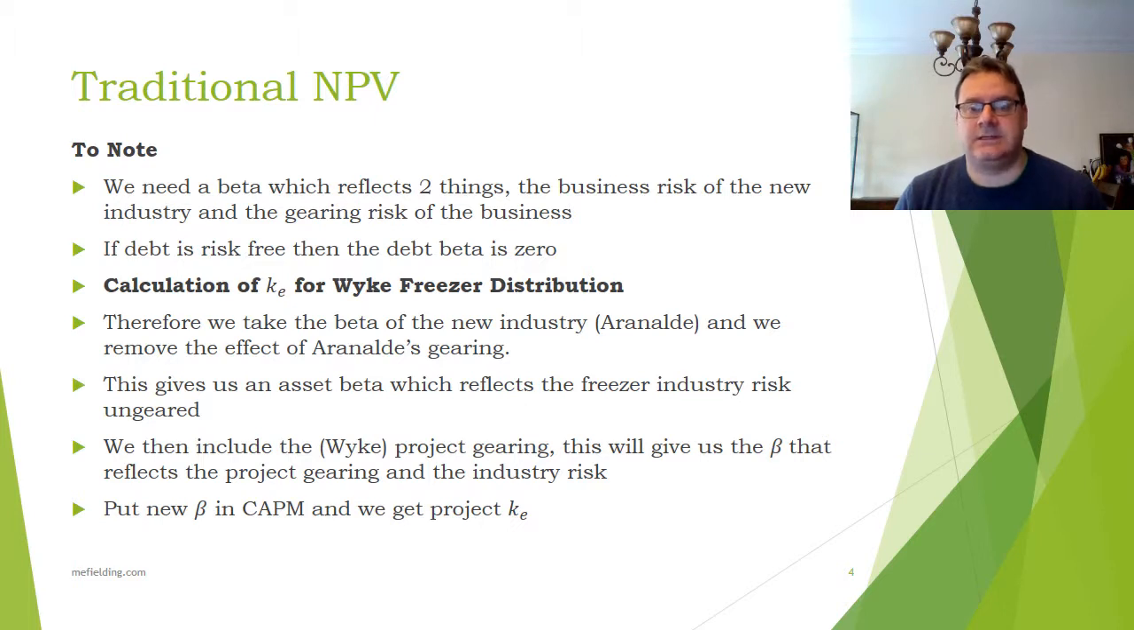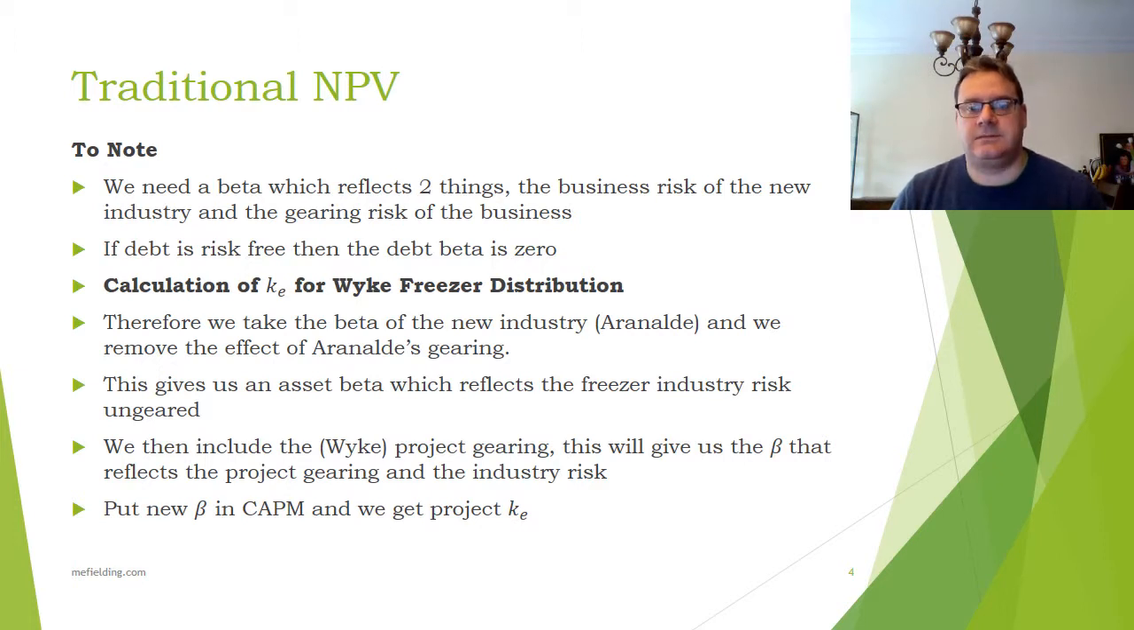That will give us a beta which reflects business risk, distribution of freezers in Spain, and reflects WIC's, or the project's, gearing ratio. That gives us the cost of equity. We then combine that with the cost of debt, and it will give us the weighted average cost of capital. Watch, and you will see how we do this.